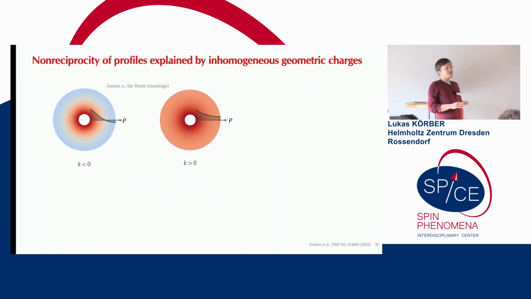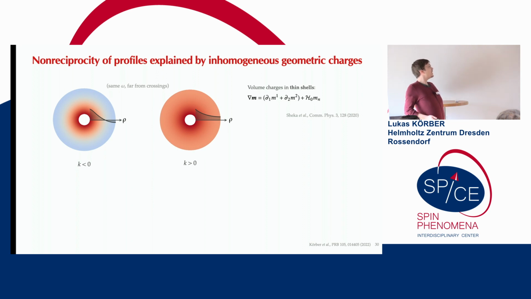See that at the same frequency and far from any avoided level crossings, we see that in one direction, the lowest order mode has a nodal line along the normal direction, whereas in the other direction, it doesn't. And of course, we can also understand this asymmetry in the mode profiles the same way as we already understood the frequency asymmetry based on geometric charges.